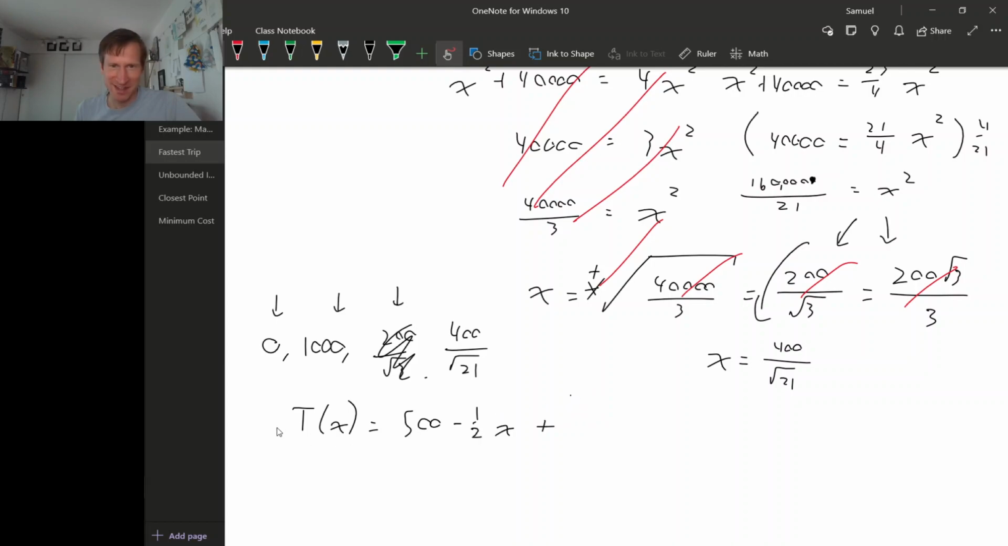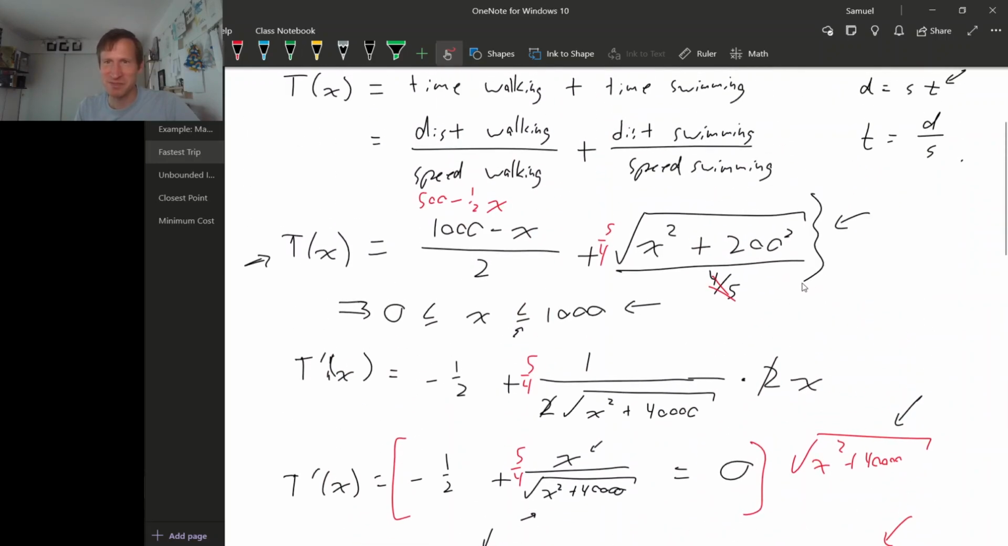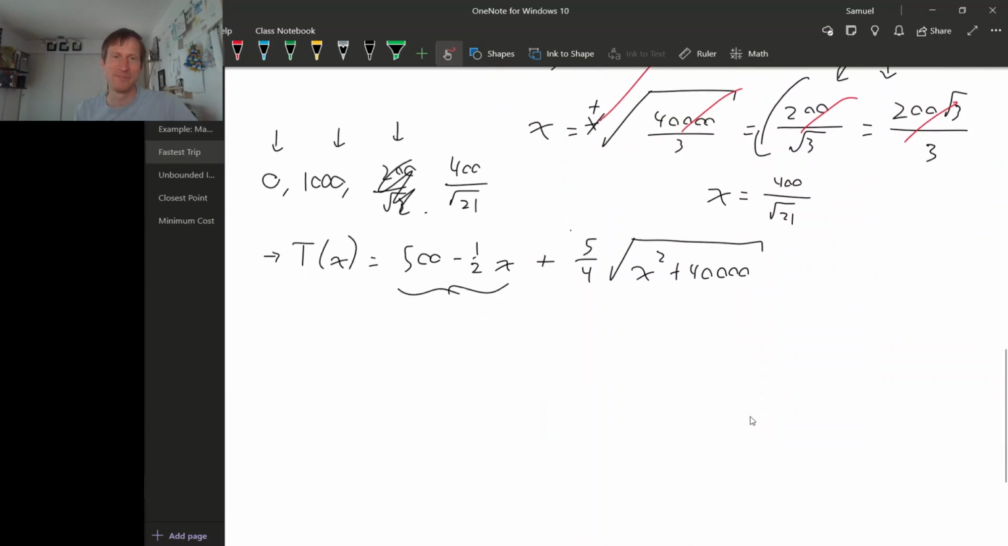Right. Time spent on our trip is the time spent walking plus the time spent swimming, which is what I had to fix. Here's the time spent walking. Here is the time spent swimming. So 5 over 4 times the square root of x squared plus 40,000. Okay. All right. So now we can plug in these x values.